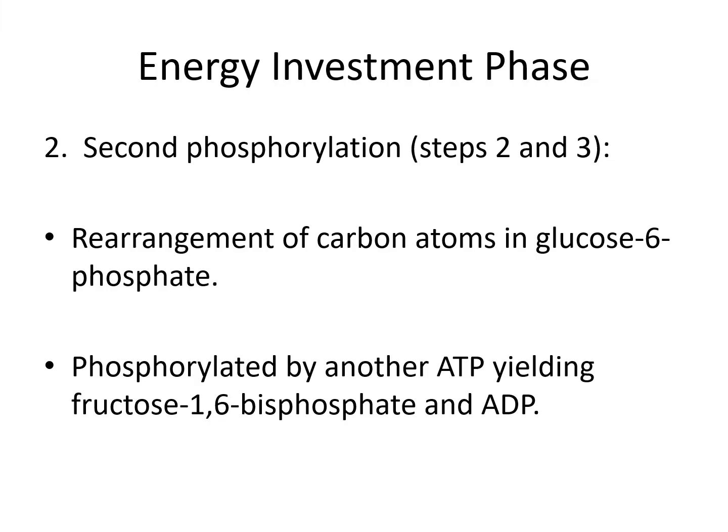In the second reaction of the energy investment phase, we have the second phosphorylation. What happens is glucose 6-phosphate gets rearranged, and after being rearranged, another phosphate is added to the molecule from ATP. So now we're in the hole by 2 ATP. Glucose 6-phosphate, after being rearranged and with another phosphate, becomes fructose 1,6-bisphosphate and ADP. Bis refers to there being 2 phosphate groups on it now, and the 1,6 refers to the carbon atoms that they're being bound to.